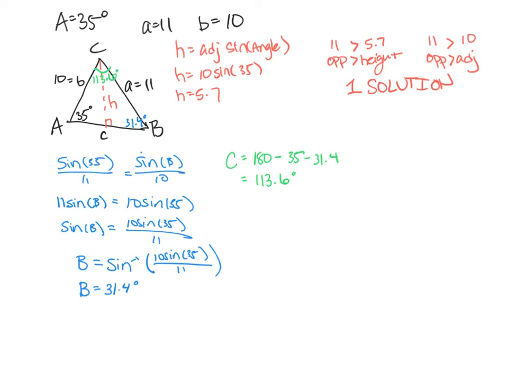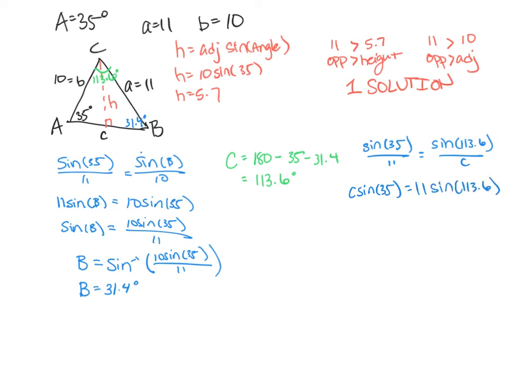And then last but not least, we need to go through and solve for our side C. So I'm going to set this up with my A's again. You can set up with your B's now that you know it, but these are kind of whole numbers. I like that. Is equal to sine of 113.6 divided by C. But from here, I'm going to cross multiply. So we'll have C times sine of 35 is equal to 11 times sine of 113.6.